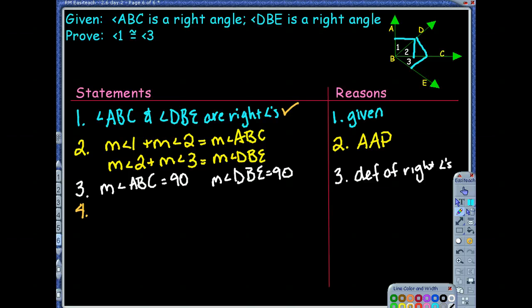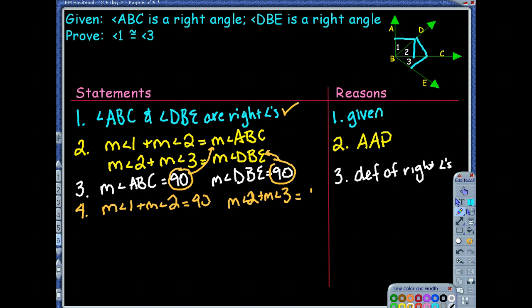Okay. So at this point, and I can think of other things to do, I'm going to go ahead and replace the 90 in for angle ABC as well as 90 in for DBE. So using a little what? Substitution. Love it. Measure of angle 1 plus the measure of angle 2 is now equal to 90, and the measure of angle 2 plus the measure of angle 3 is equal to 90, all because of substitution.